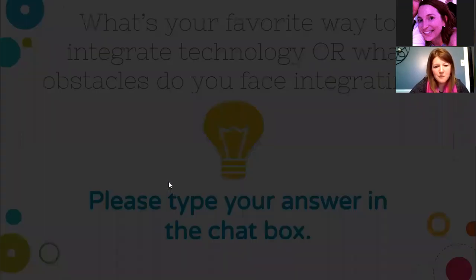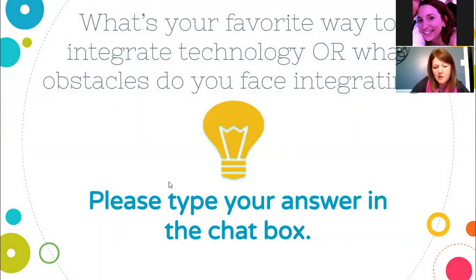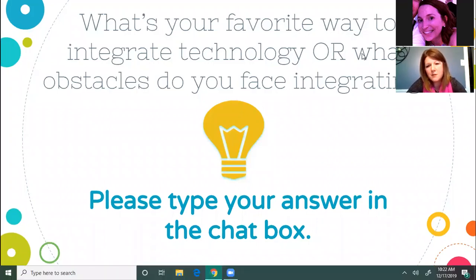So now I have a question for you guys. You can pull up your chat box in a moment again. Make sure that you have it so that everyone is able to view, because if you don't change the settings in the little drop-down box, only Gina will be able to view. So if you pull up your chat box, just make sure it says all panelists and attendees. But I'd like you to answer this question. What's your favorite way to integrate technology, or what obstacles do you face integrating in your classroom? And we'll just take a moment to check out some of the responses.